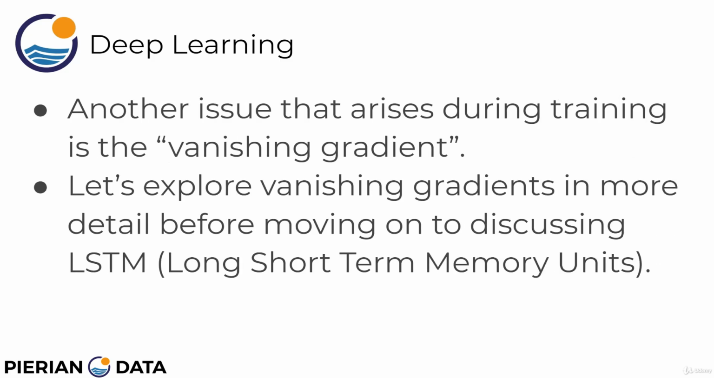Another issue that arises during training of a basic recurrent neural network is known as the vanishing gradient. So what we're going to do is we're going to explore this idea of vanishing gradients in more detail before moving on to discussing essentially an expanded idea of the recurrent neuron called a long short-term memory unit. And the long short-term memory unit solves this problem of only dealing with short-term memory of the previous historical output at t-1. We're going to be able to have a long-term memory and a short-term memory.